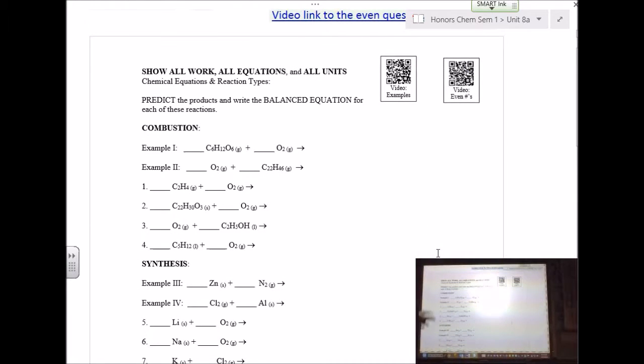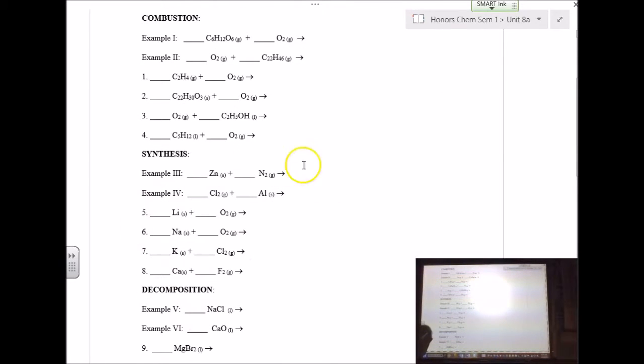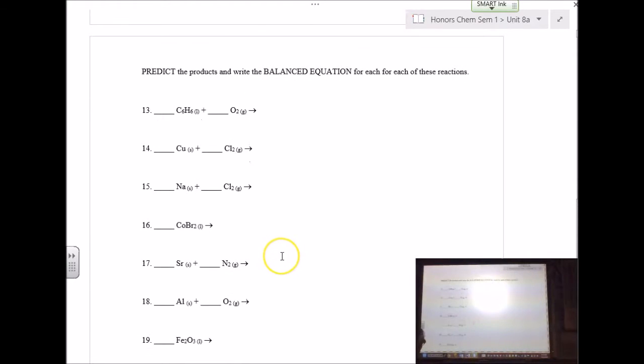Okay, so I'm going to do the examples first, and then these are part of your homework. So like 1 through 4 is part of your homework, but let's do the example. I'll do the examples for each one. And then, so on the front side, I tell you what it is. So here's combustion. And then here in the middle is synthesis. And then down here is decomposition. So I'm telling you what it is. Then on the next page, they're all mixed up.